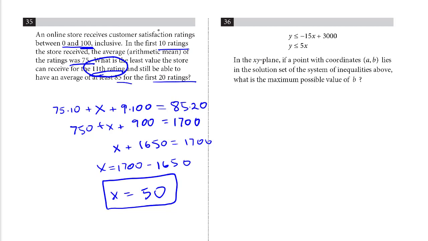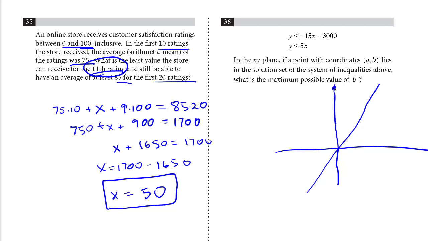36. Two inequalities. Y is less than or equal to negative 15x plus 3,000. Y is less than or equal to 5x. Okay, so we've got a positive and a negatively sloped line. One is y equals 5x, so it's this fairly steep line that goes through the origin. There's a 0 intercept. And the other one starts up at 3,000, some big number up here, say, and comes down even more steeply at a slope of negative 15.